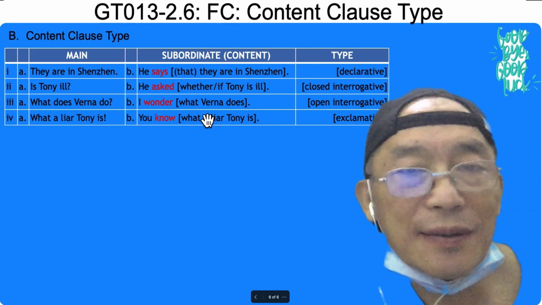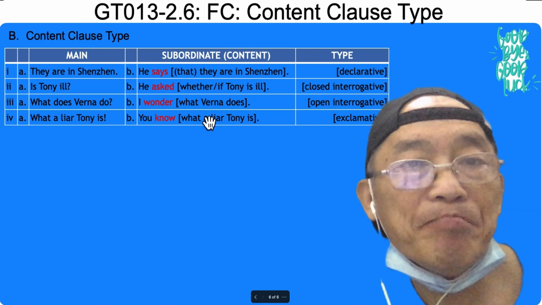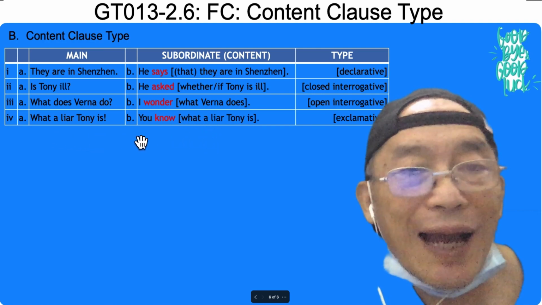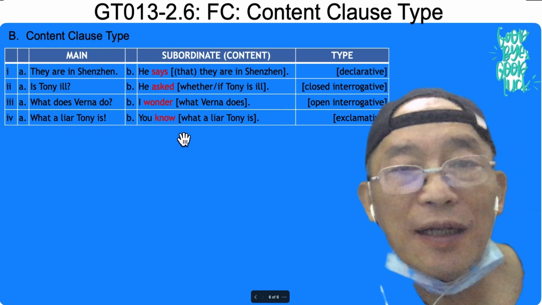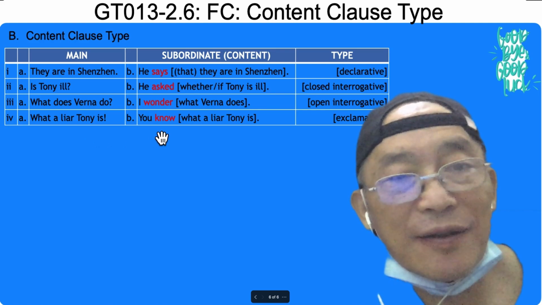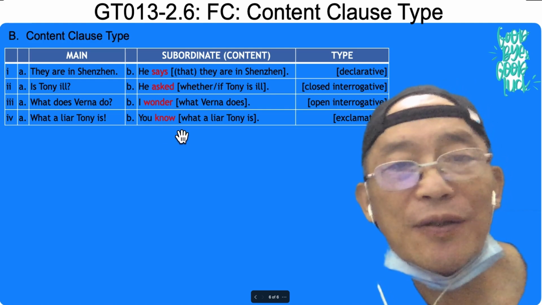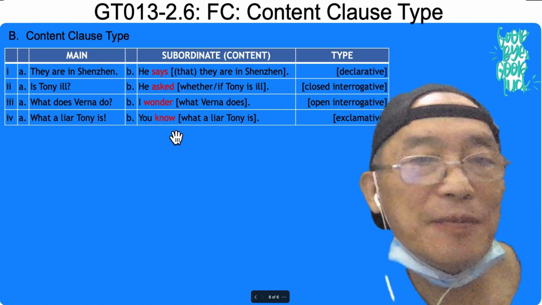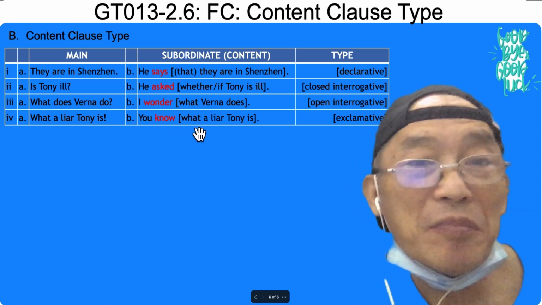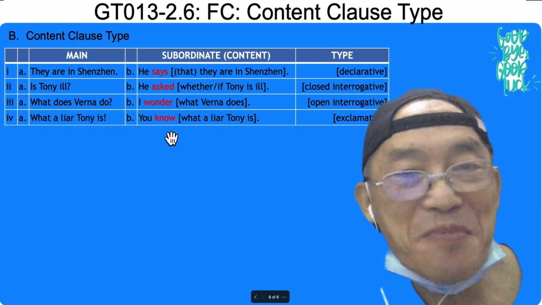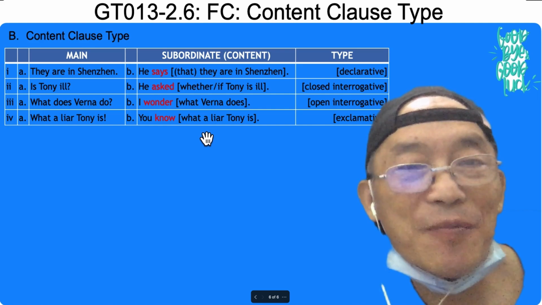Whether, what Vernon does, yeah, open interrogative content clause. And what the liar Tony is, yeah, exclamative clause. So exclamative clause can act like a subordinate clause. Yeah, for this verb, a very popular verb. So this verb, know, can take this, and this. These 4 types. The verb know can take these 4 types as complements for the verb.